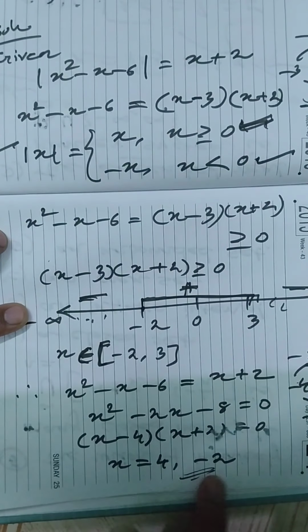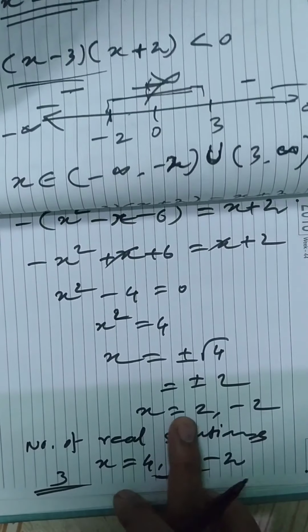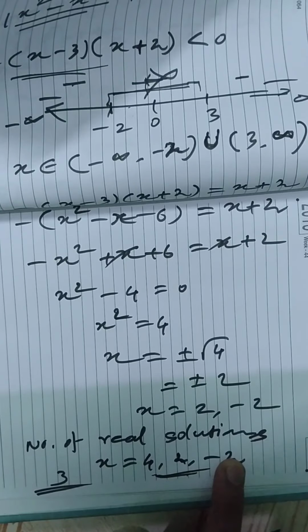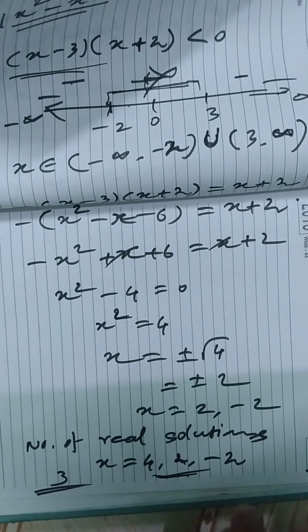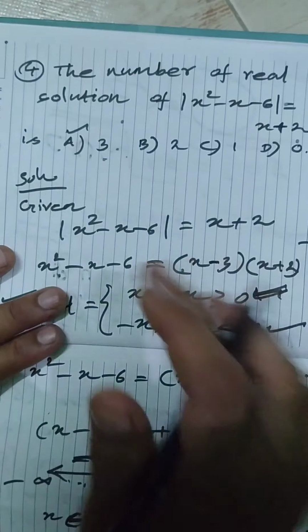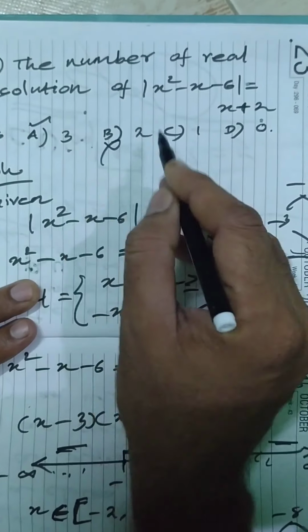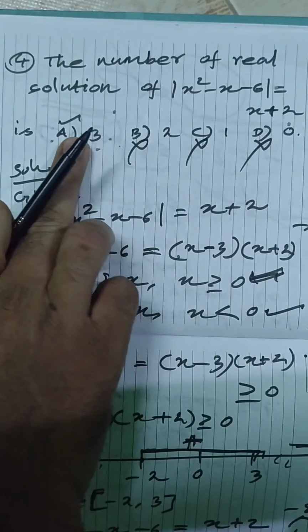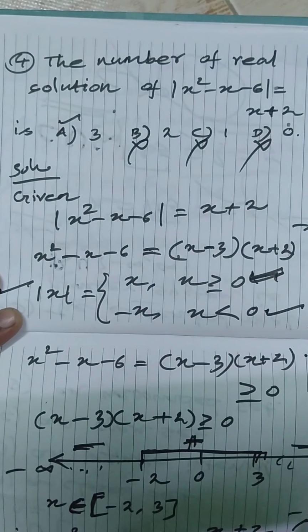Here we are getting 4, minus 2, here 2, minus 2. Finally, if you see, 4, 2, minus 2, this is the final one. So 3 solutions, so the option 3 is correct, and the remaining options are wrong. This is correct, we have only 3 solutions, all others are wrong.